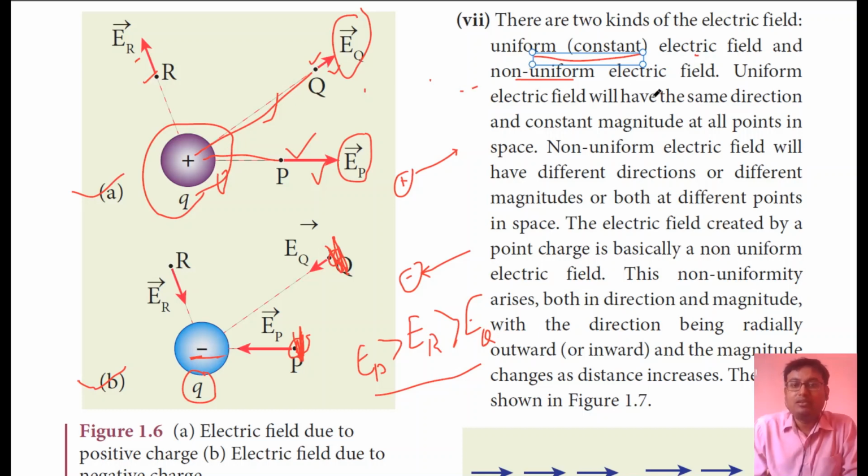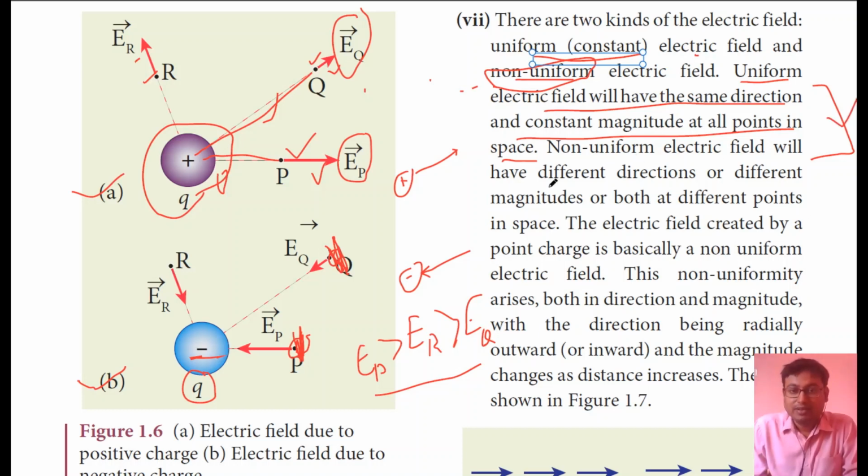When we talk about uniform electric field and non-uniform electric field, what does that mean? A uniform electric field will have the same direction and constant magnitude at all points in space. This is a hypothetical or ideal concept. We need this concept many times to solve our day-to-day problems.